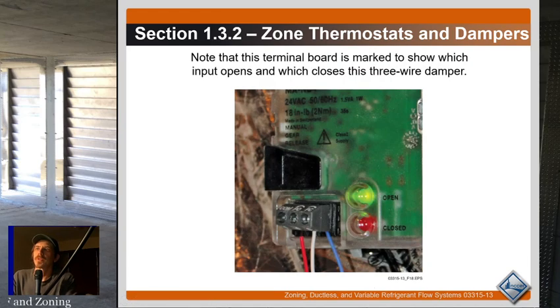Note that this terminal board is marked to show which input opens and closes a 3-wire damper. Again, if you've got common, powered open, and powered closed terminals, a 3-wire damper utilizes all 3 of those terminals. A 2-wire damper uses only 2. So a lot of times they're powered closed, spring open, right? A spring makes it open, but a power terminal forces the actuator closed. If you have a 3-wire damper, the actuator moves both positions, so you'll have to send powered open to open it and powered closed to close it.